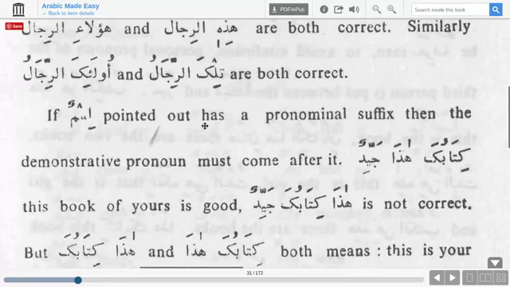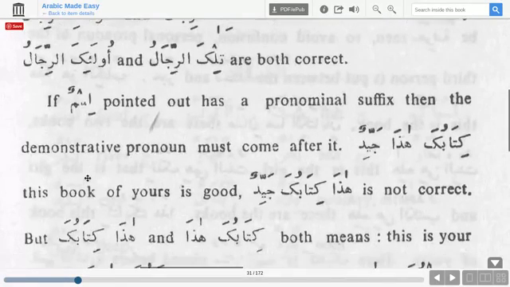If the ism pointed out has a pronominal suffix, I don't know what he means by the pronominal suffix, it doesn't make sense, then the demonstrative pronoun must come after it. What? Kitabuka. Okay, this is like the Hindi, Pakistani, الحروف العربية من Pakistan. Kitabuka هذا جيد. Okay, what he's talking about, the pronominal suffix.